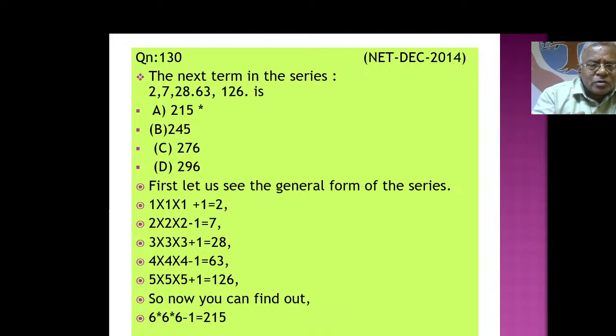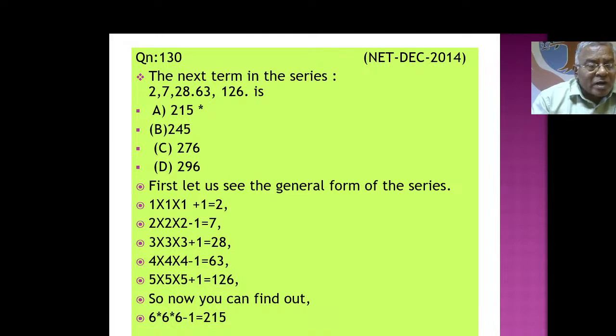The next one, how 28 comes? 3 into 3 into 3 plus 1, that is 27. 3 into 3, 9. 9 into 3, 27. 27 plus 1, 28. Is all right? Now how 63 comes? 4 into 4 into 4 minus 1, right? So 4 into 4, 16, 16 into 4, 64, 64 minus 1, 63. How 126 comes? 5 into 5 into 5 plus 1, that is 5 into 5, 25, 25 into 5, 125, plus 1, 126.